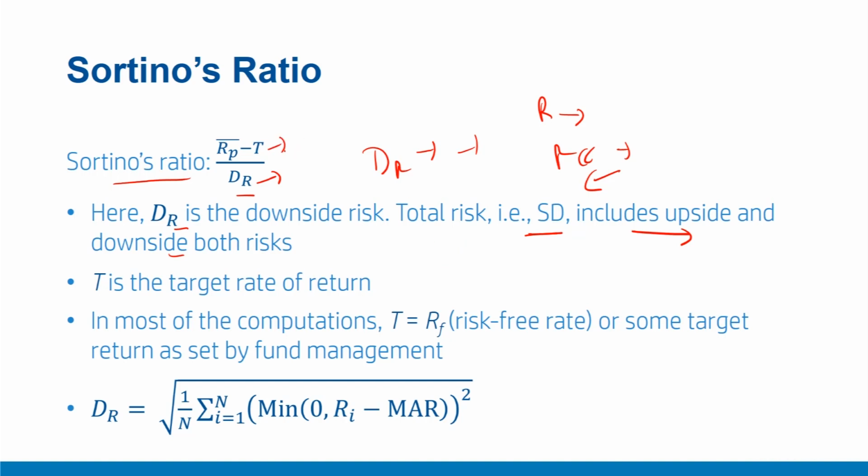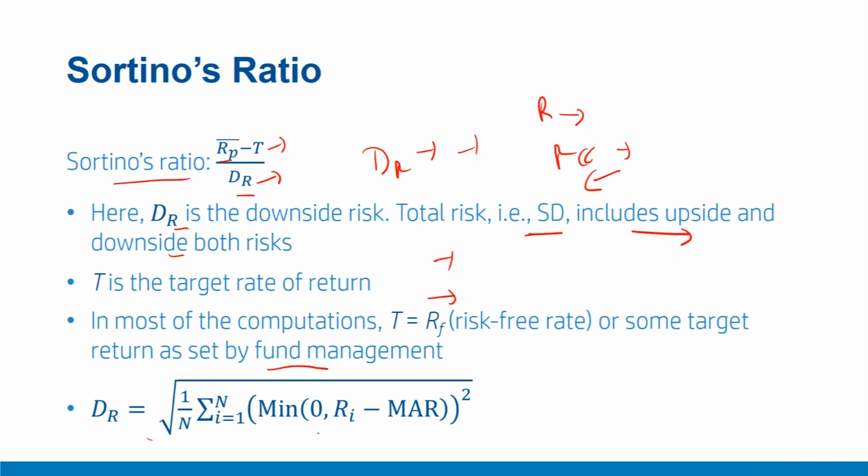T here is some kind of target return. It can be a benchmark like a market index or some sort of benchmark against which the performance of RP bar is compared. In many computations, T is also considered as the risk-free rate, or some kind of target return as set by the management.